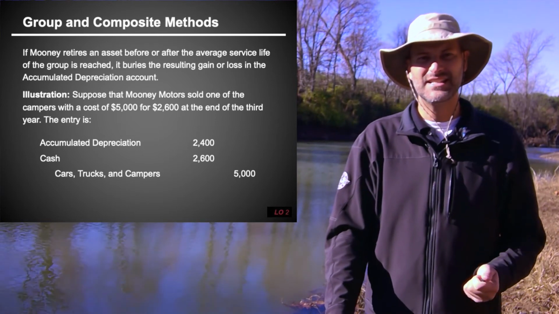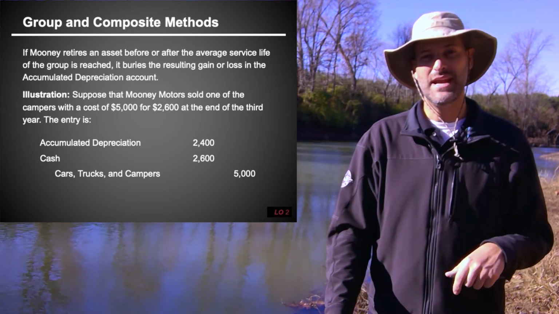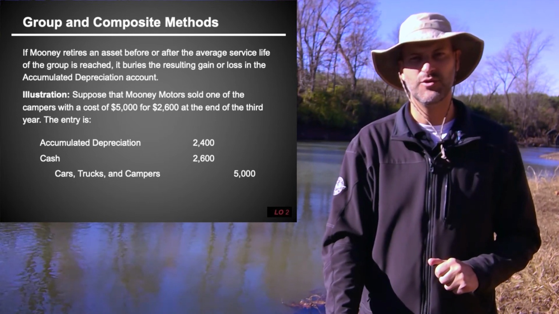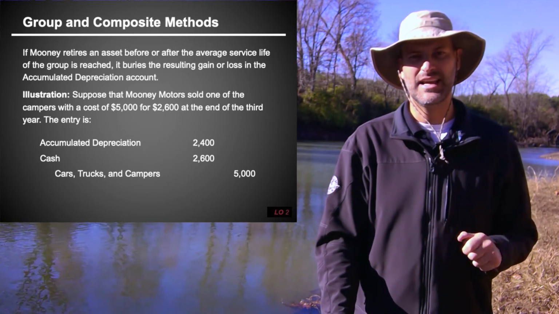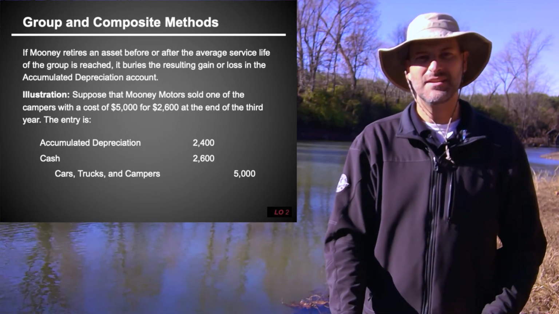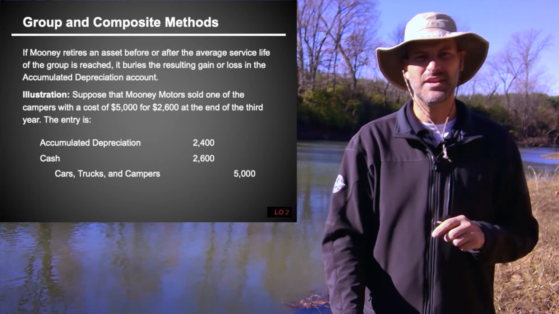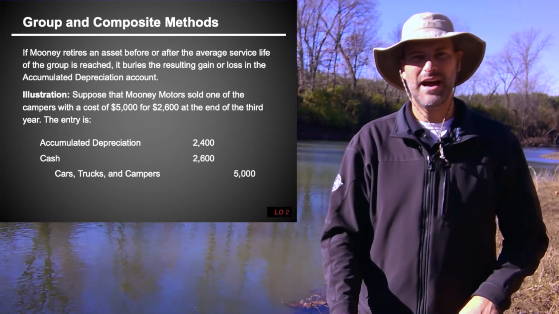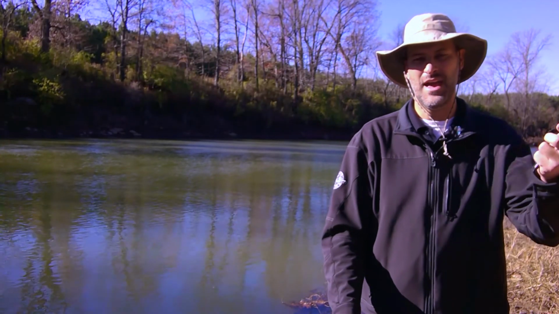So in this case, the journal entry we're going to make is going to be to accumulated depreciation. So we're going to debit accumulated depreciation of $24,000. We're going to sell this asset, so we're receiving cash of $2,400, and we are reducing the value of the composite group of assets by $5,000. That is our journal entry that we're going to calculate.